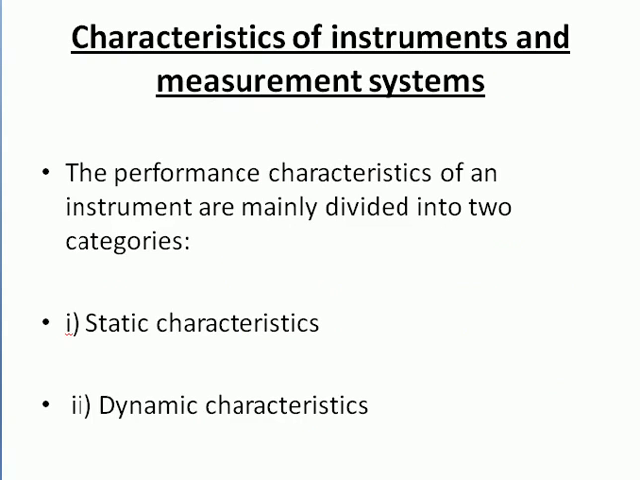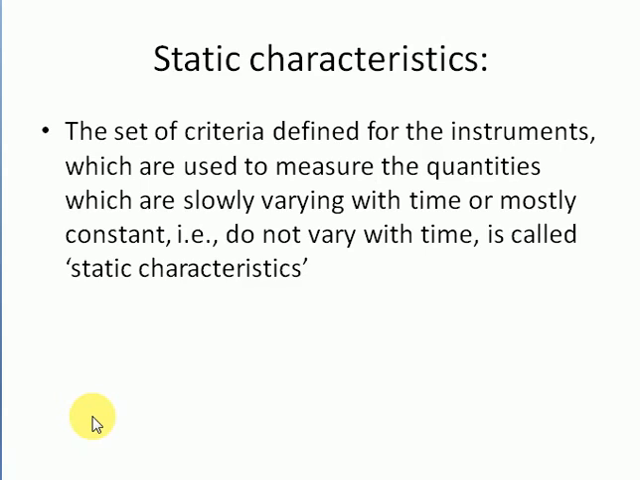The next topic is the characteristics of instruments and measurement systems. What kinds of characteristics? The performance characteristics of instruments are mainly divided into two parts: static characteristics and dynamic characteristics. The static characteristics of an instrument are required to be considered for instruments which measure unvarying process conditions. The static characteristics are defined for instruments which measure quantities which do not vary with time.